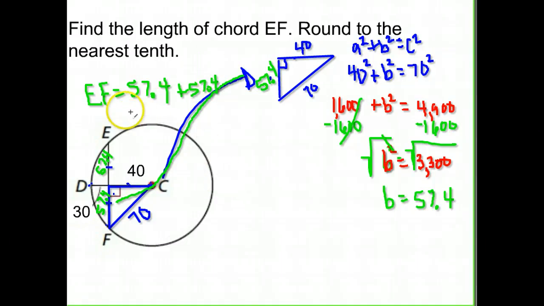And I end up with 114.8. So the length of EF is 114.8.